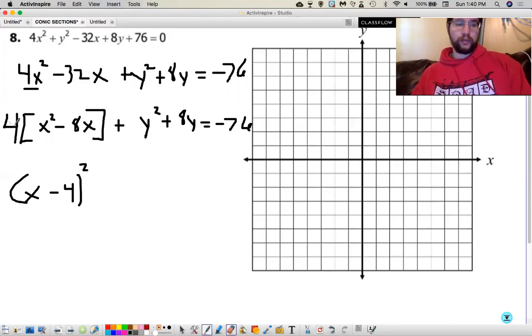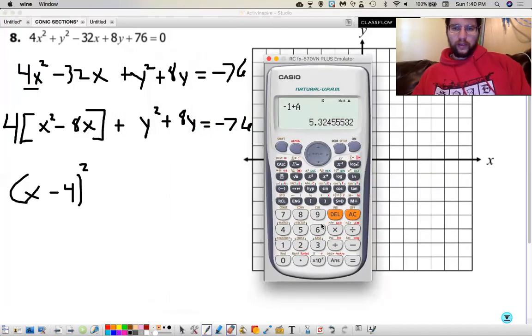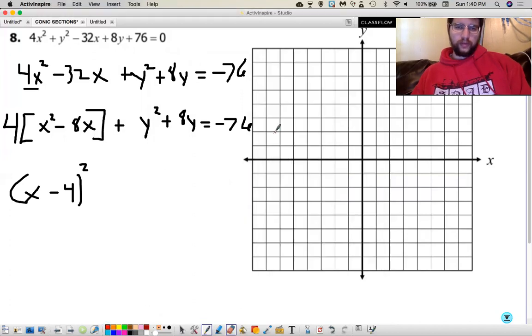However, that's being multiplied by 4. You use your calculator. 8 over 2, I ignored the negative because we're about to square it anyway. Square that. Then whatever you get there, you multiply it by whatever's out here. 64. So that's what I actually added to this left side of the equation. So I need to add that to the right side of the equation. I'll do that in red.